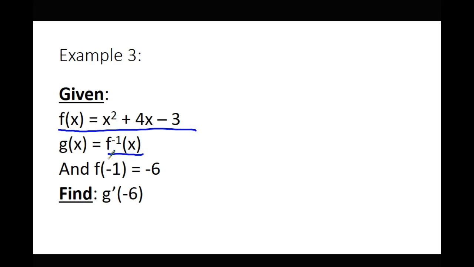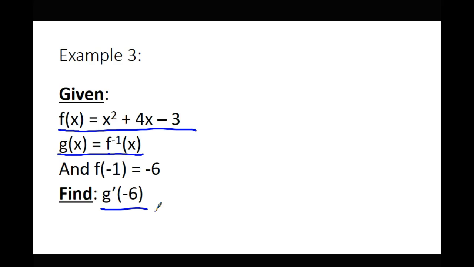We have that function's inverse here, and they're renaming it. So they're going to call the inverse of f g. So down here, when they ask for g prime of -6, they're really asking for f inverse prime of -6. That makes sense? So g is f inverse. You guys good? I don't know why they do that, but they do.